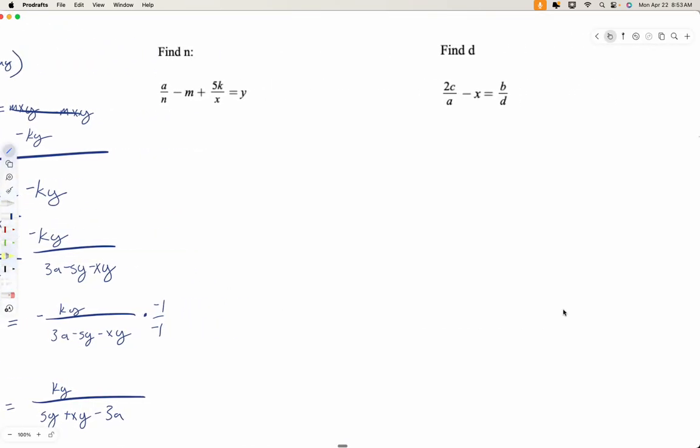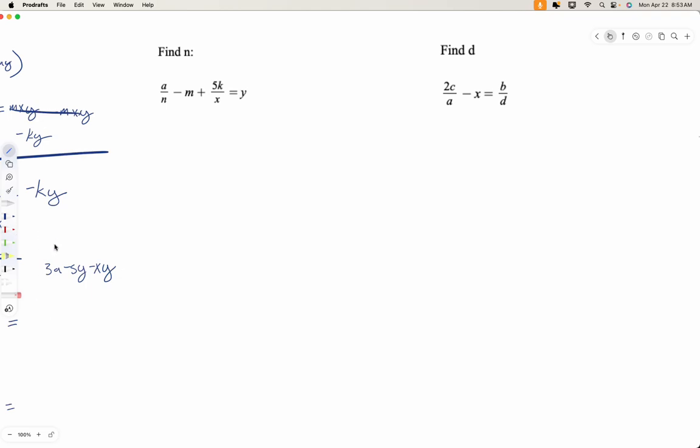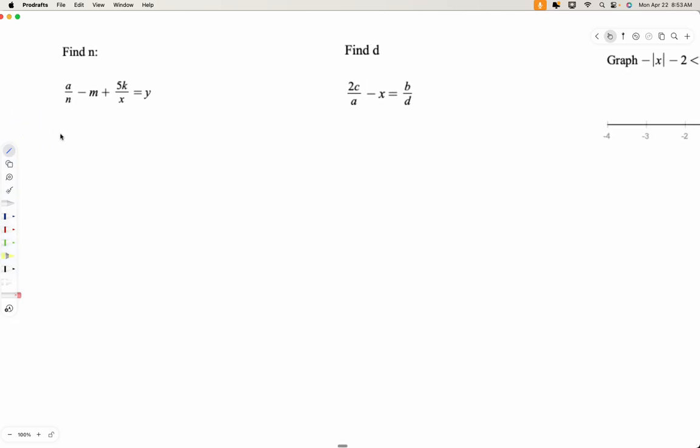Right here, and I'm going to actually erase this bit of stuff down here so we have a little bit more room. There we go. So now we have a blank screen to work with. All right, so we're going to find n.